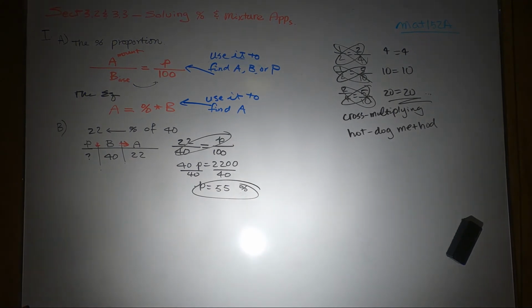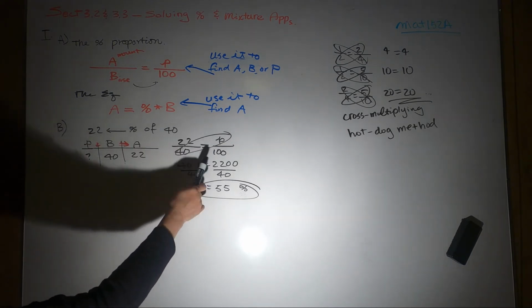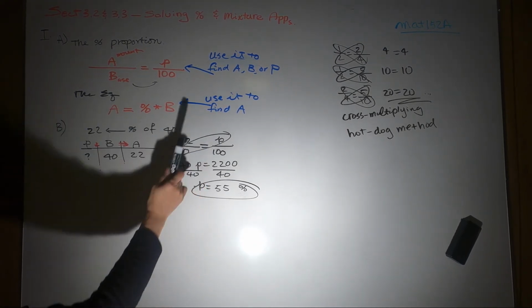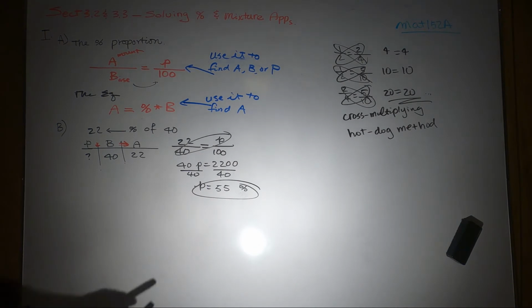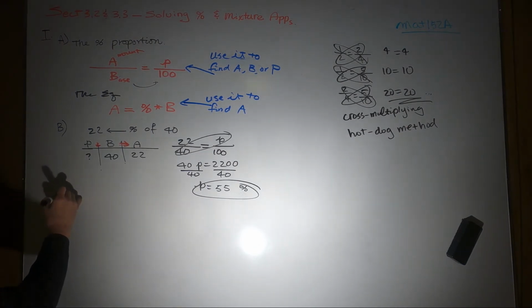That's how we solve the percent problem. First you write the proportion, then you use the hot dog method, then find your percentage. Or you find your A, or you find your B.